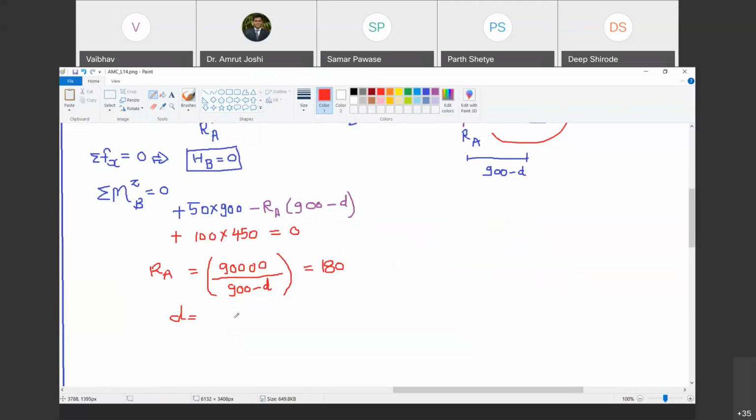So tell me what is D? 90,000 divided by 900. Don't simplify. You can directly write it on calculator equation. सिंप्लीफाई करने में टाइम मत गमाओ. हमें पता है कि हमें इक्वेशन कैसे सॉल्व करना है, वो टेस्ट नहीं है अभी. So D turns out to be 400. Somebody confirm.